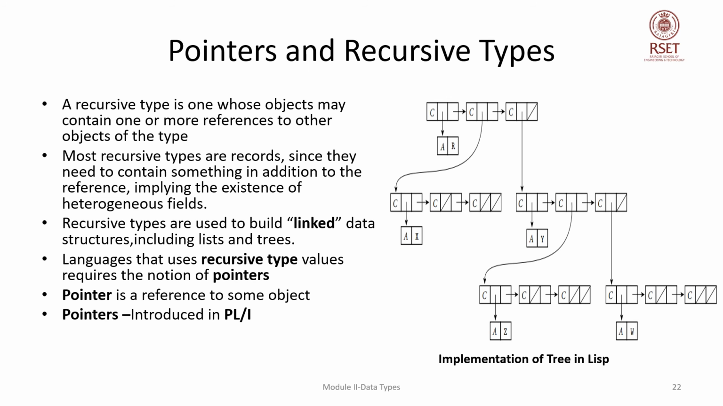So a recursive type is one whose objects may contain one or more references to other objects of the same type. And most of the recursive types are records because it contains data as well as a pointer to its own type. So the member fields of the record are heterogeneous. And recursive data types are used to build linked data structures like lists and trees. And the language that uses recursive type values requires the notion of pointers to point to the object of its own type. And pointer was introduced in PL/I.